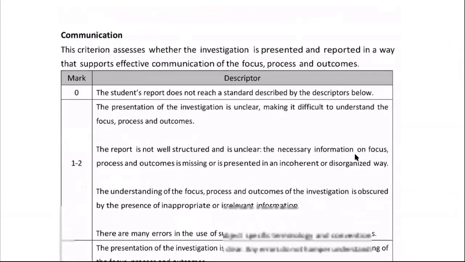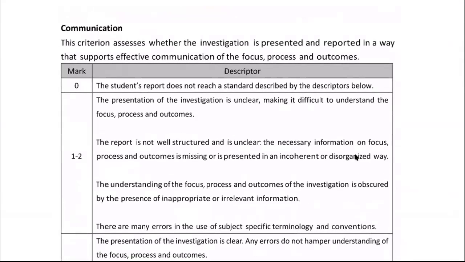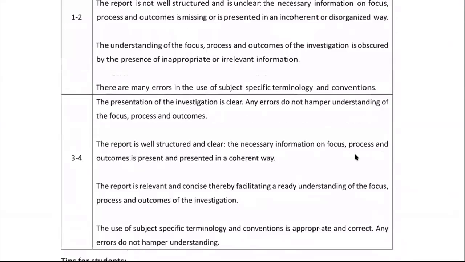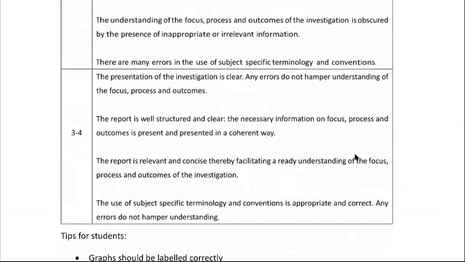And then the very last is communication. So this is kind of the whole outcome of the report. And so basically it's things like I mentioned earlier where the presentation's clear, it's easy to follow. If there are any errors, they don't keep me from understanding it. It's well structured and clear. It's relevant and concise. You use terms correctly. So you're not using terms for calorimetry or titrations wrong. You're not using chemistry information incorrectly.